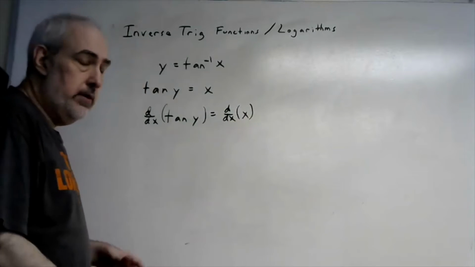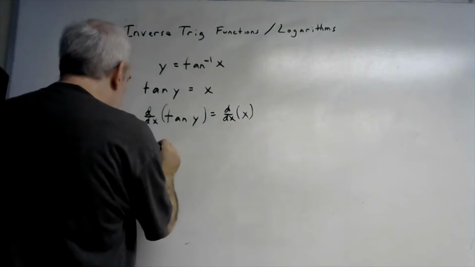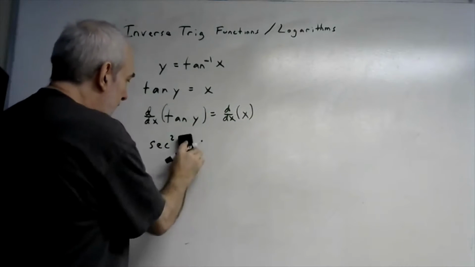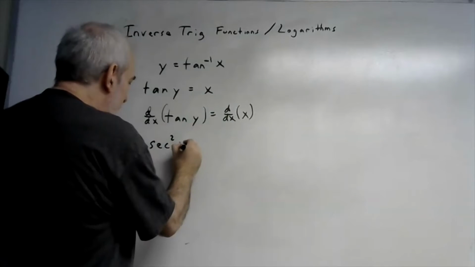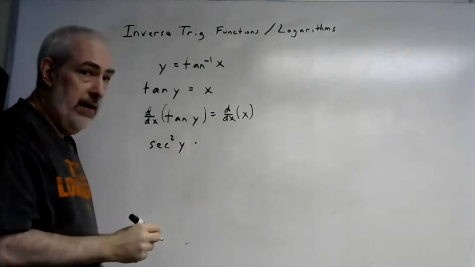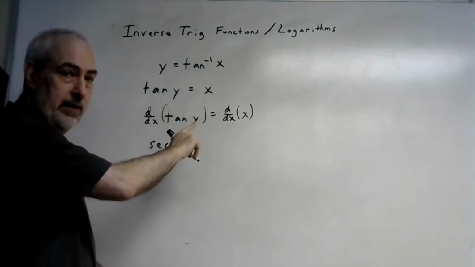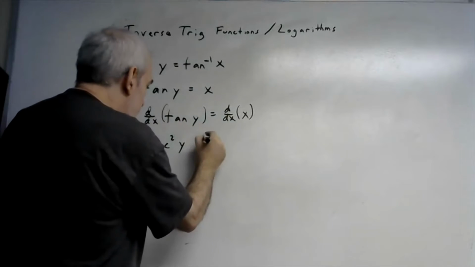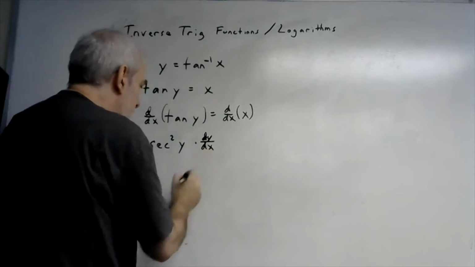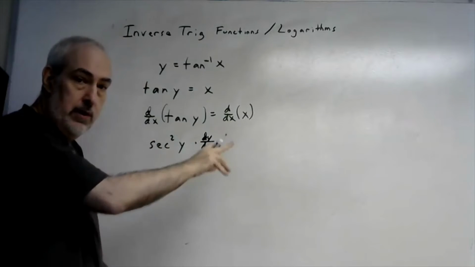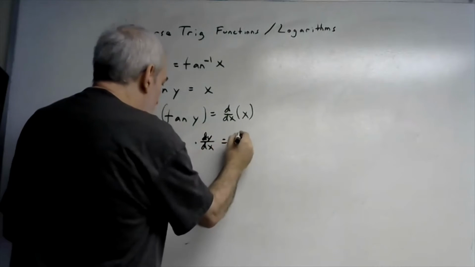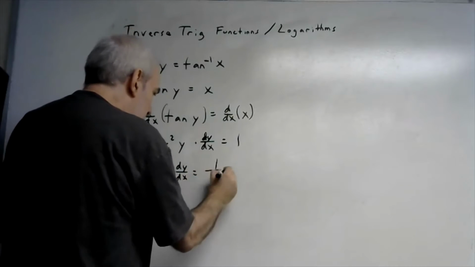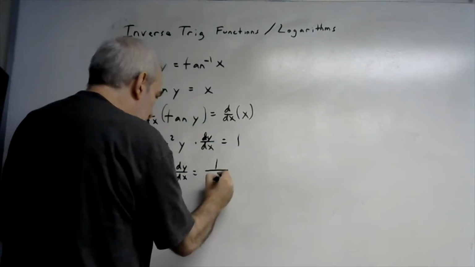Now the derivative of tangent is secant squared. Whoops, that's not an x though, that's a y. So we then have to multiply by the derivative of the inside with respect to x, which is simply dy/dx. That was the chain rule in action. Derivative of the right side is simply 1. Therefore, dy/dx is 1 over secant squared y.